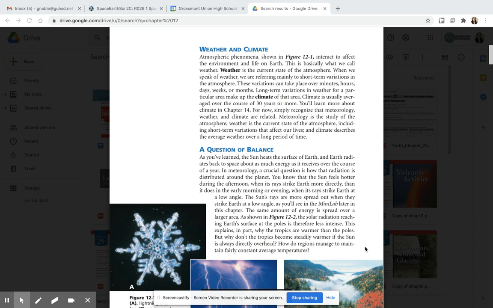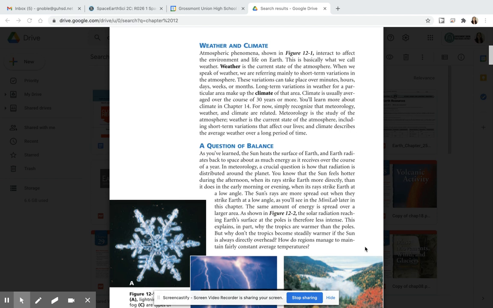The sun's rays are more spread out when they strike the Earth at a low angle, as you'll see in the mini lab later in this chapter. The same amount of energy is spread over a larger area. As shown in Figure 12.2, the solar radiation reaching Earth's surface at the poles is therefore less intense. This explains in part why the tropics are warmer than the poles. But why don't the tropics become steadily warmer if the sun is always directly overhead? How do regions manage to maintain fairly constant average temperatures?